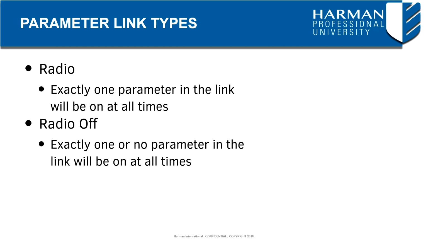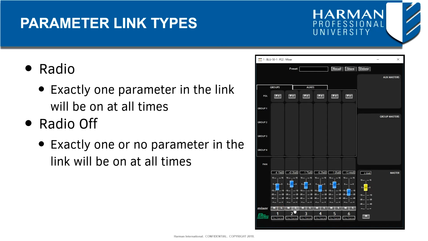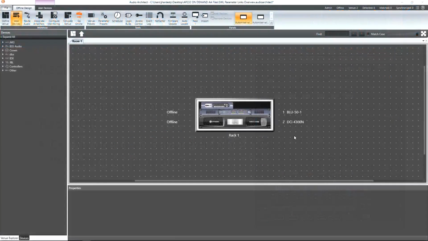A radio off link allows one binary parameter to be on at one time, but allows all parameters to be set to off. This can be useful when wanting to create exclusive solo controls for mixer channels. There are a couple different ways we can create links, so while offline, let's jump into an audio configuration in a BSS Soundweb London device to see how.